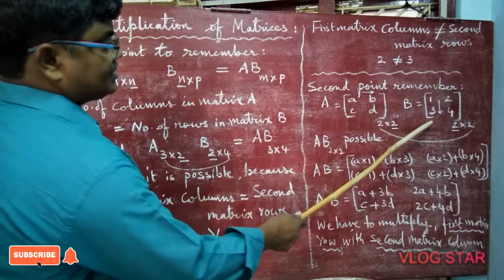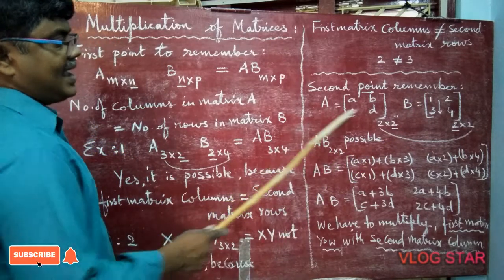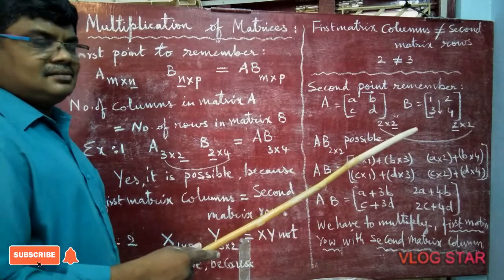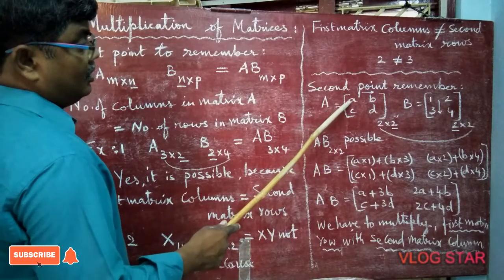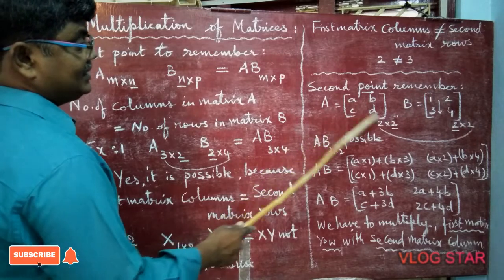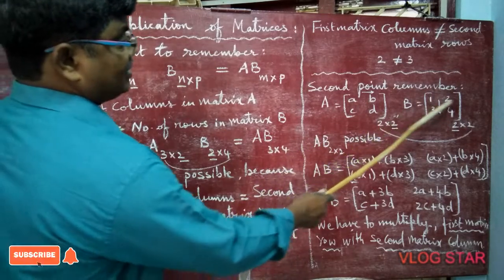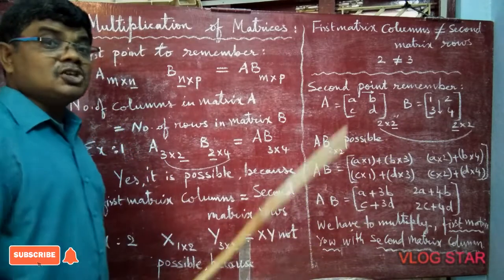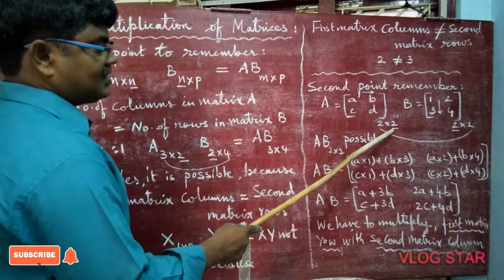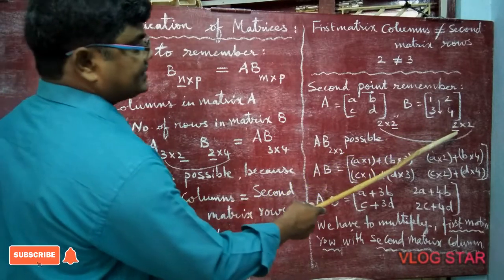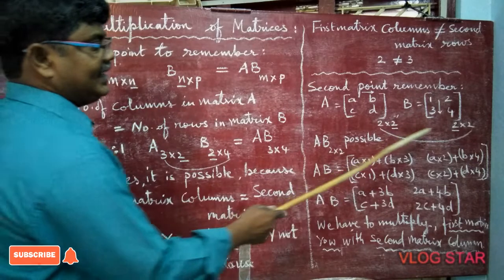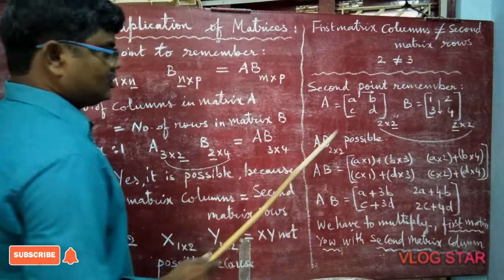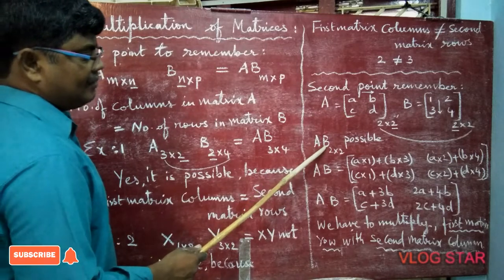Here you can see two matrices, matrix A and matrix B. You can't play any trick in this matrix. A matrix is a, b, c, d, that is a 2 by 2 matrix, and B matrix is 1, 2, 3, 4. First we have to check whether it is possible or not. We are checking first matrix column and second matrix row, whether they are equal or not. Yes, they are equal. So it is possible. AB is possible.